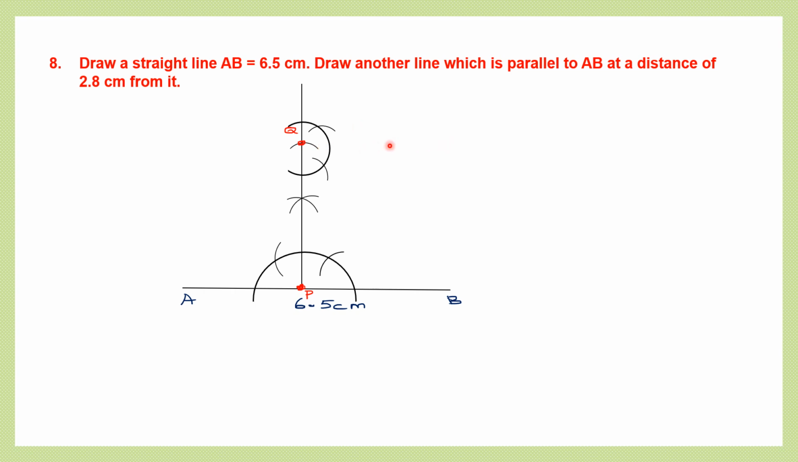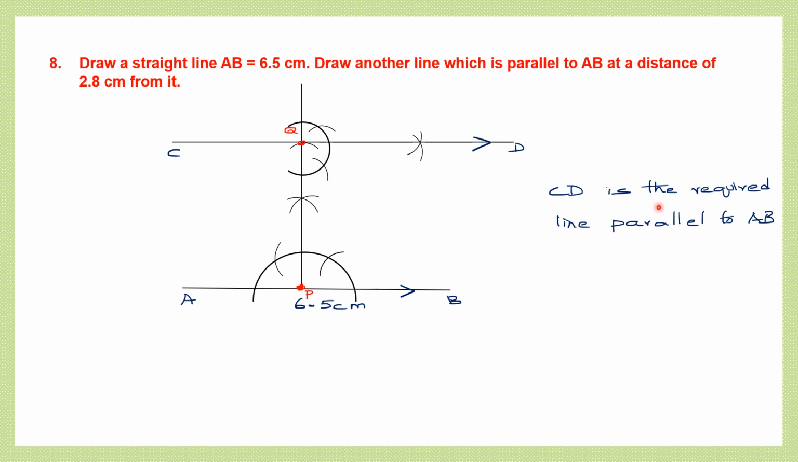Now we need to get a 90-degree line here. So place our compass needle here and draw an arc there. Place it here and cut that arc. So we have a 90-degree mark there. Now draw a line passing through this. So we have a line passing through that. Now this line is parallel to line AB. So let's name this as CD. CD is parallel to line AB. So CD is the required line parallel to AB.